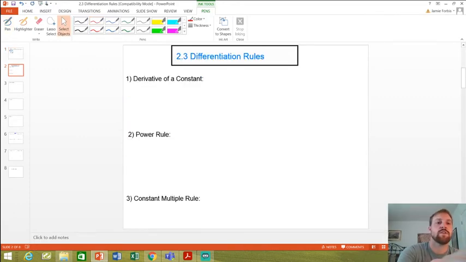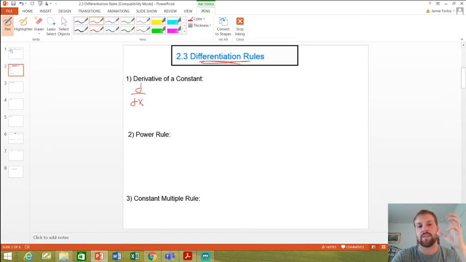So, differentiation rules. The first one here, we actually already talked about in the last lesson that we did. And that is what happens when you take the derivative of a constant. The notation I'm going to use is d over dx. That literally means the action of taking the derivative. So we are taking the derivative of a constant, we'll just call that arbitrary c. We already know that equals 0.